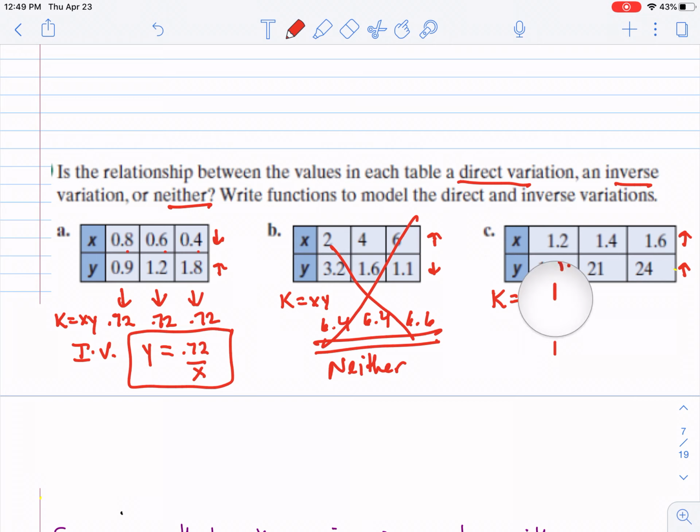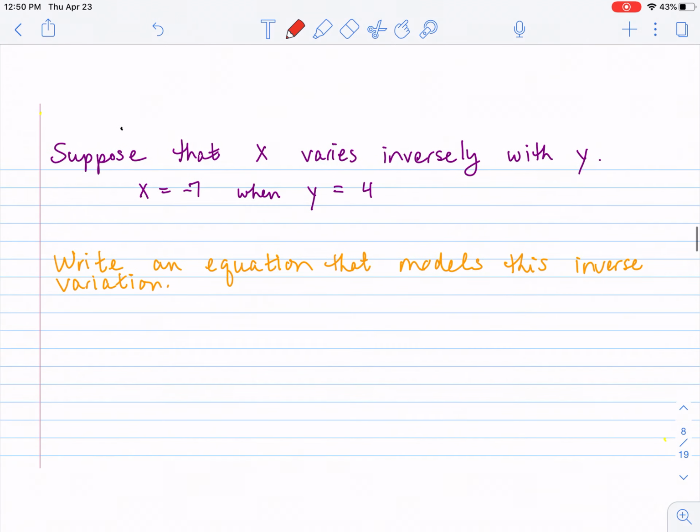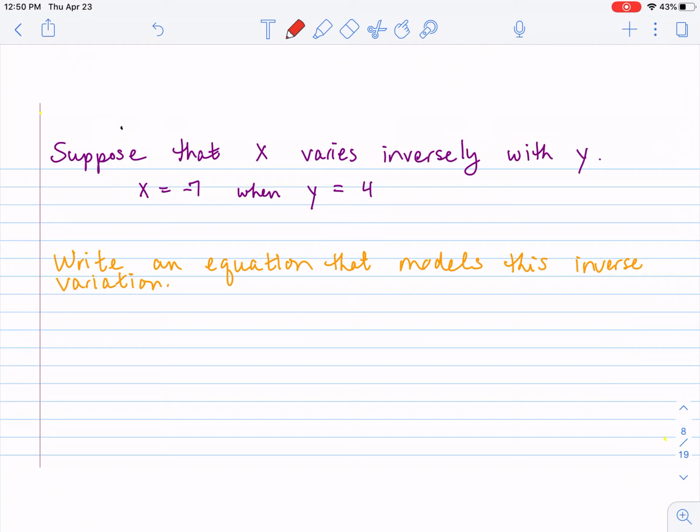Let's divide 21 divided by 1.4. I get 15. And let's divide 24 divided by 1.6. I get 15. So this is clearly a direct variation, and the first one was an inverse variation. My equation for direct variation is going to be y equals kx, right? So it will be y is equal to 15x. Okay? Moving on. Don't forget, you guys, you can always just pause the video if I'm going too fast.